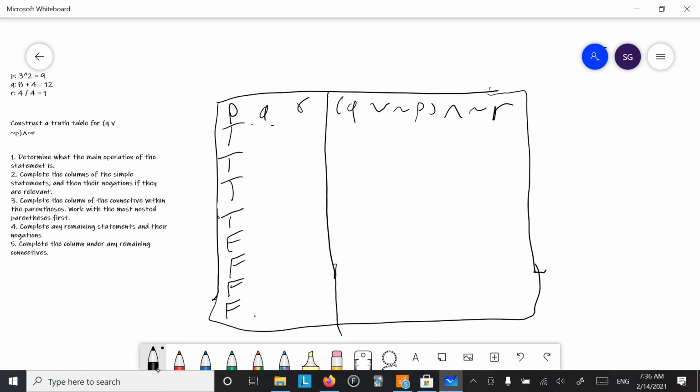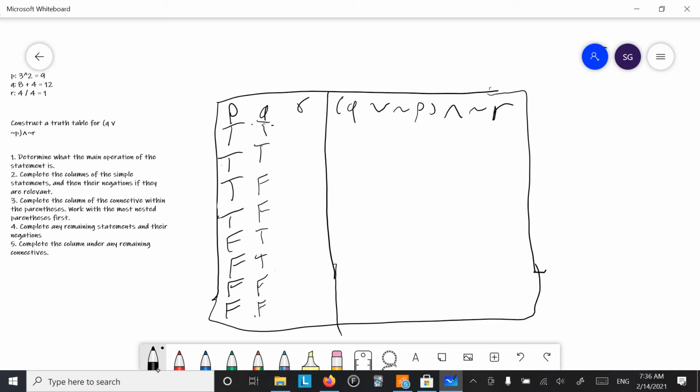Now where's the Q? Well, T, T, F, F, T, T, F, F. We just doubled what we had before. So there was 1 T, now there are 2. There was 1 F, now there are 2. But it's still in an alternating pattern.